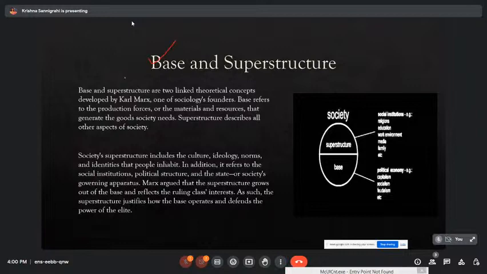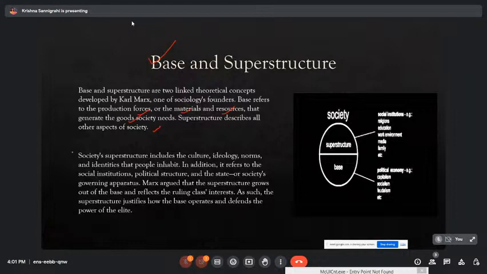So base and superstructure are two linked theoretical concepts which have been developed by Karl Marx, who is one of the founders of sociology. So base refers to what? The productive forces, or the materials and resources that lead to the goods which society needs. Superstructure describes what? Superstructure describes all other aspects of the society.